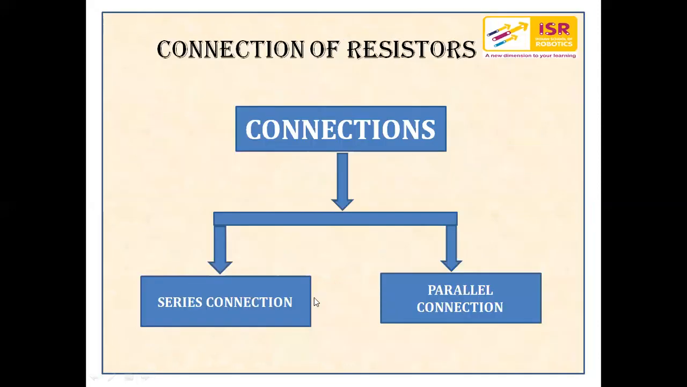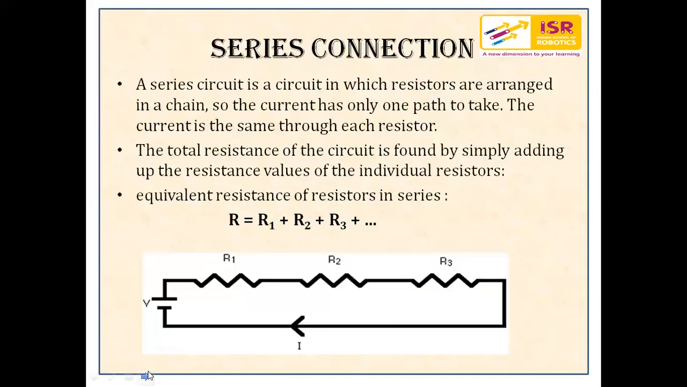Next, we have different types of connections. That means we can connect our resistors in a circuit with two methods. The first one is series and the second is parallel. We will learn about series and parallel one by one.